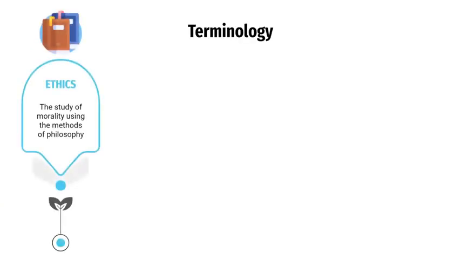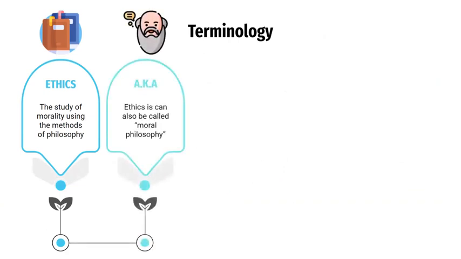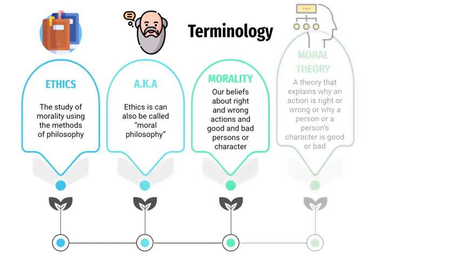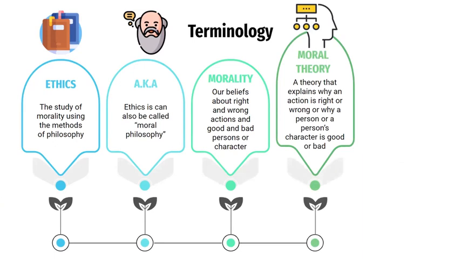Okay, so a few other pieces of terminology by way of introduction. So again, ethics generally is the study of morality using the methods of philosophy, like logic and critical thinking. We can also call it moral philosophy. We use these kinds of terms synonymously. Morality tends to refer to our beliefs about right and wrong actions and good and bad persons or character. Moral theory is an important piece of terminology. By that, we mean a theory that explains why an action is right or wrong, or why a person or a person's character is good or bad.